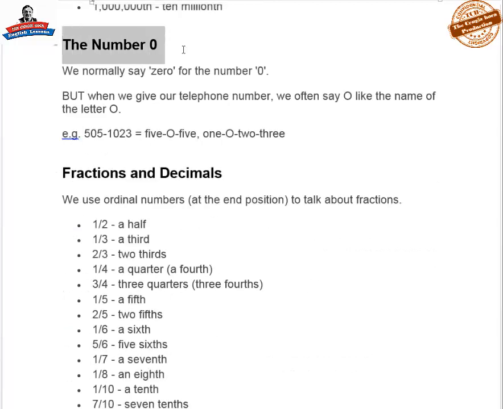The number 0, we usually say zero for the number 0, but when we give our telephone number, we often say O, like the name of the letter O. For example, 505 1023 equals 505 1023.